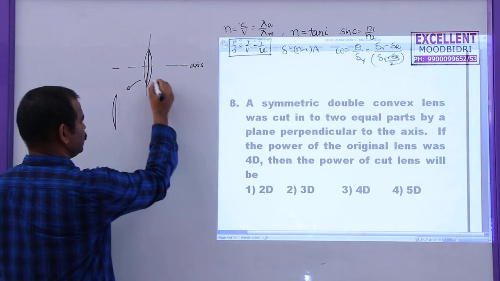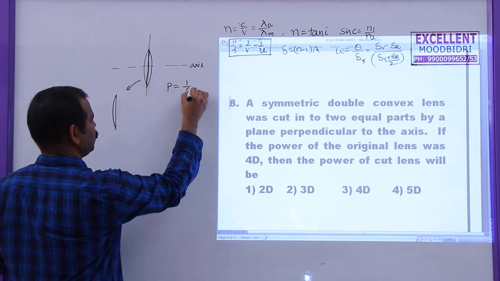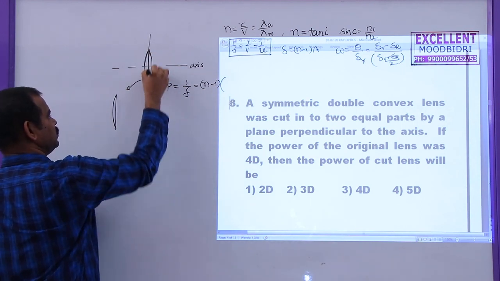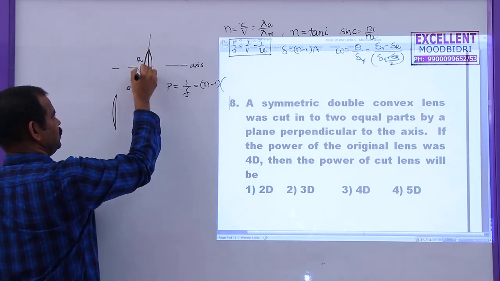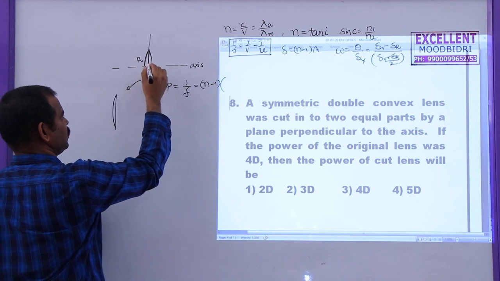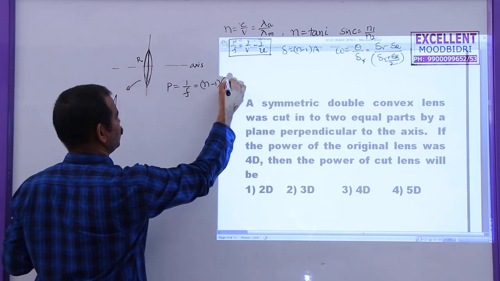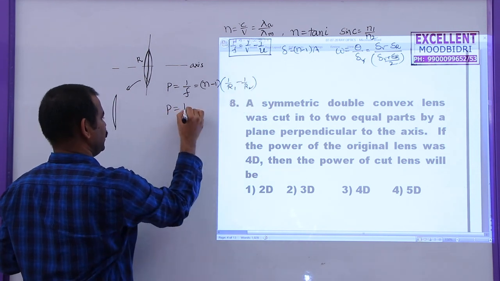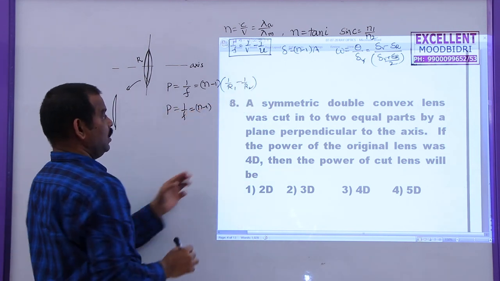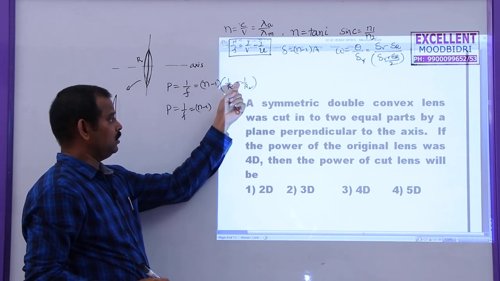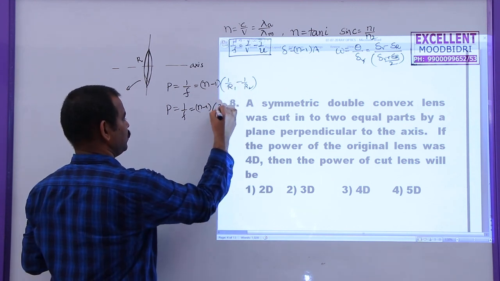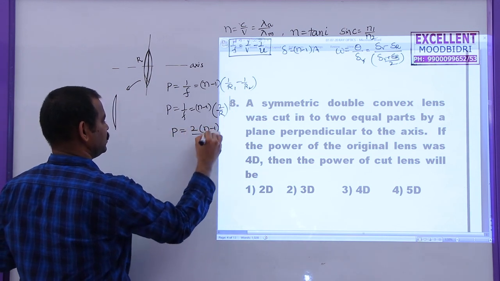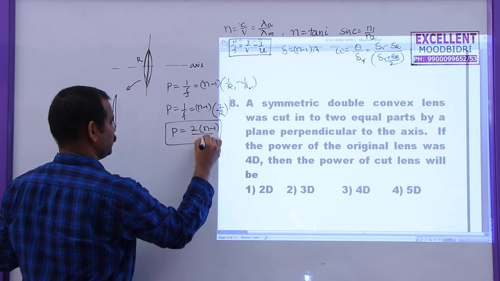We know that for the original lens, power is equal to 1 by f is equal to (n minus 1) into (1 by R1 minus 1 by R2). R1 is here, if you consider from here to here, this will be positive, R2 will be negative. As R1 and R2 are equal in magnitude and one is negative, this will become 2 by R. So power is given by 2 of (n minus 1) by R. This is the formula for power.